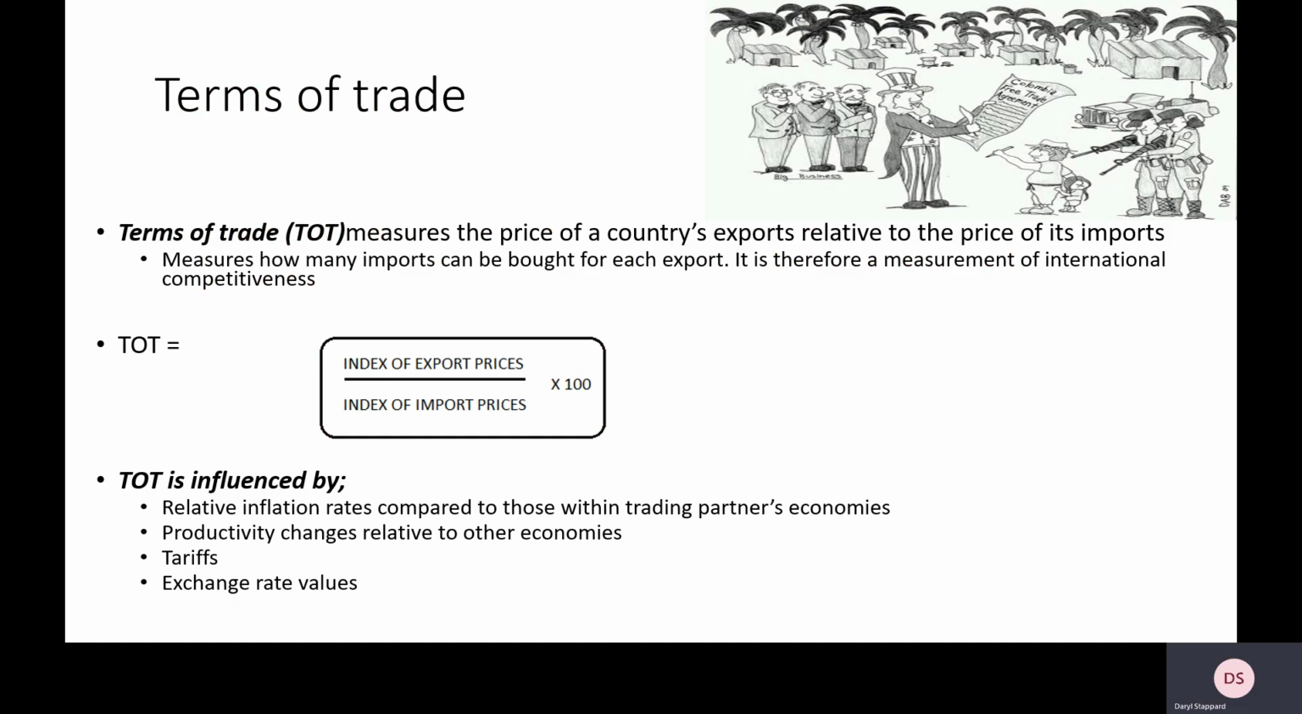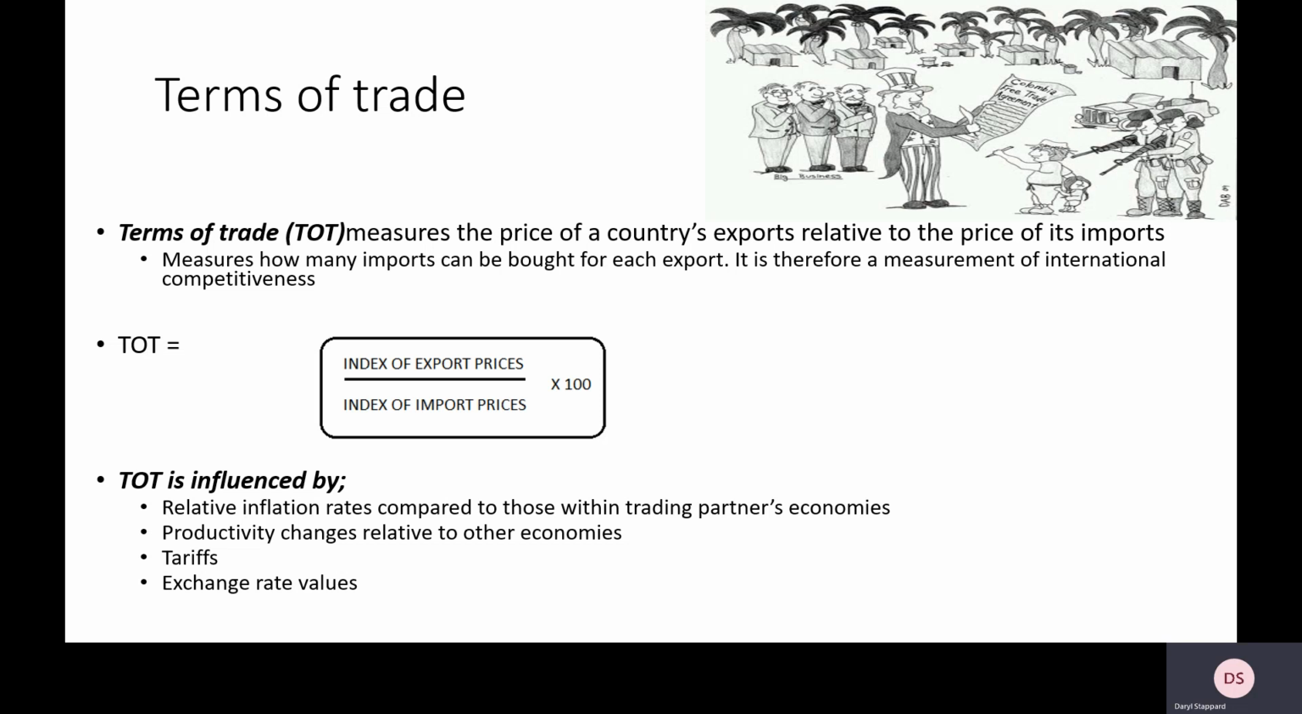Right, welcome back. Now, what we're going to be looking at now is something a little bit different, and it's called terms of trade. Now, look at that definition of what this is, terms of trade. It measures the price of a country's exports relative to the price of its imports. So what it's therefore measuring is that when we export a certain basket of goods and services, how many imports can we buy with it? So in many ways, it's a measure of international competitiveness.